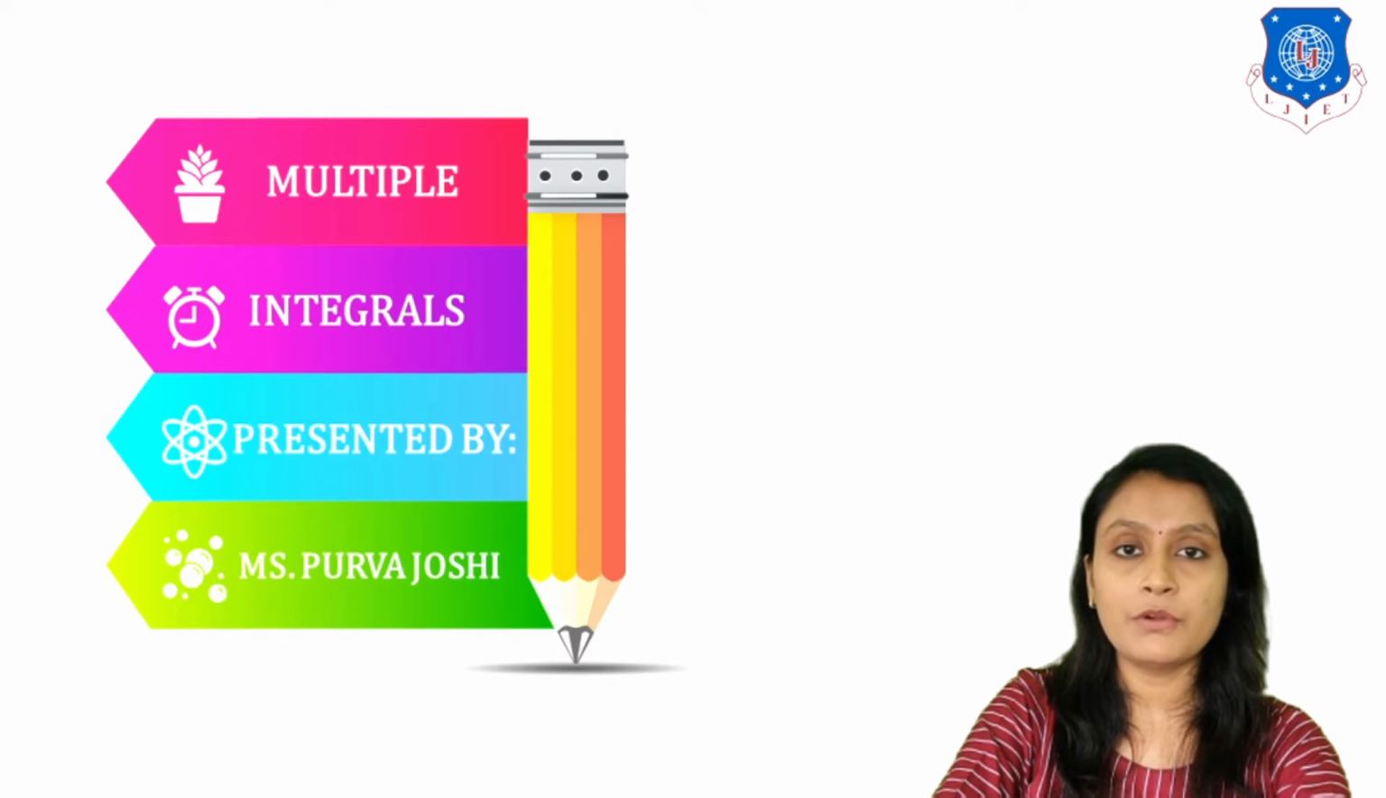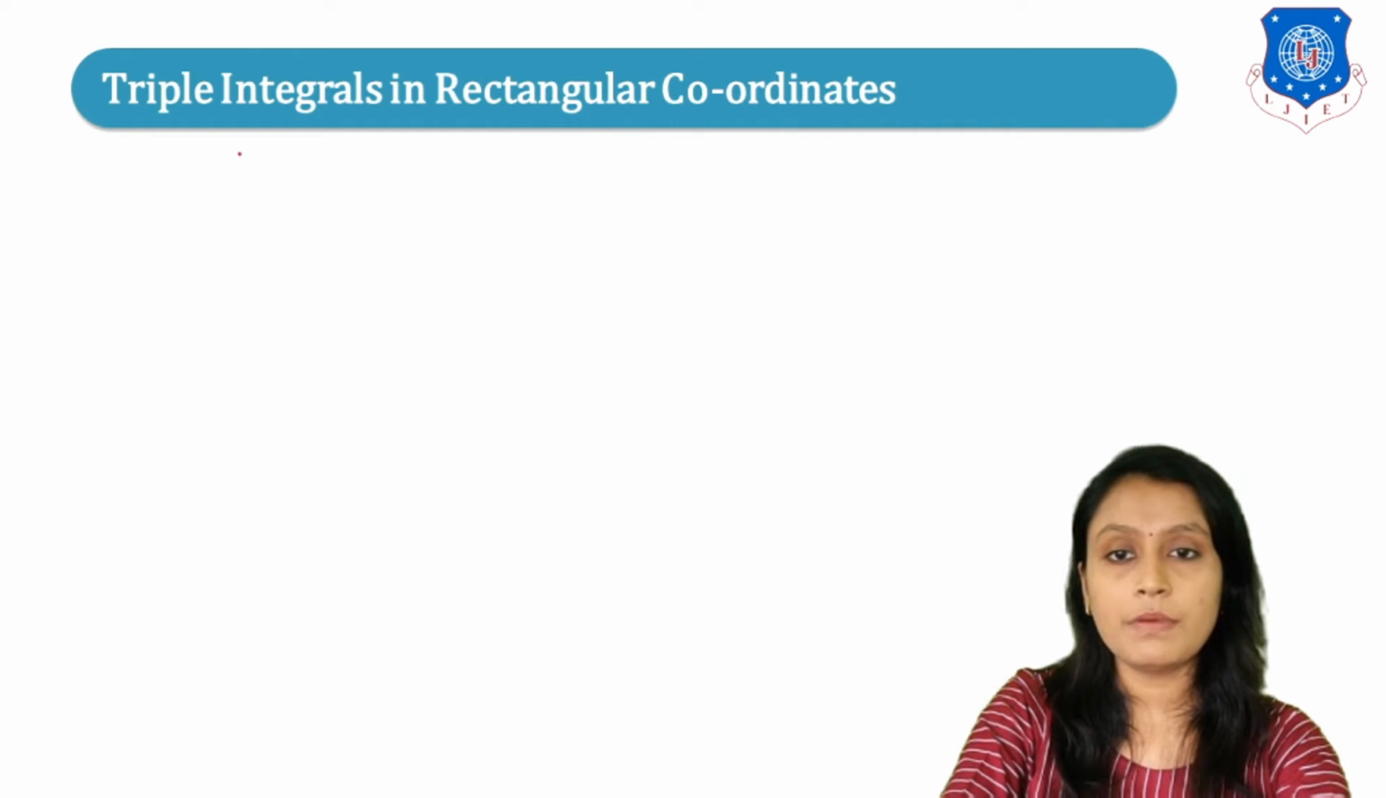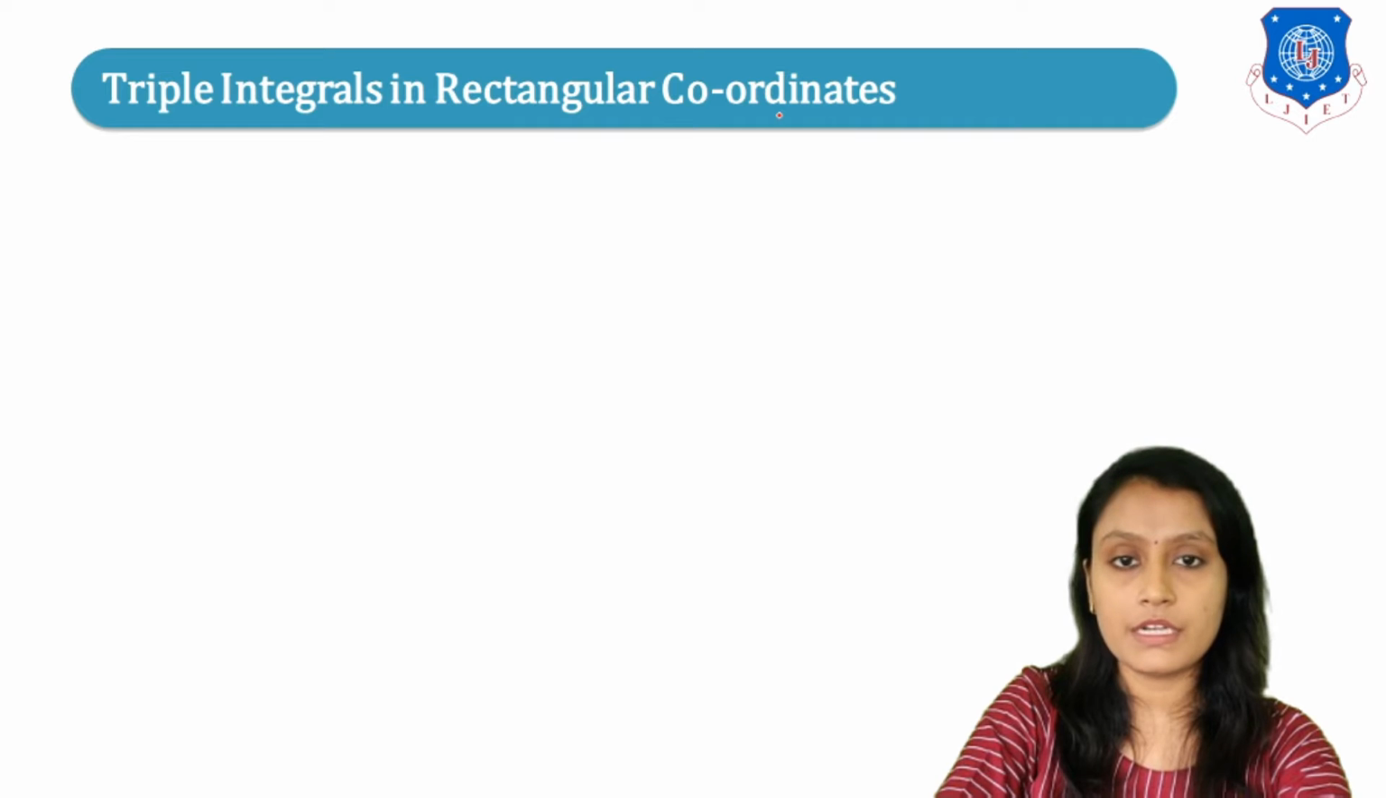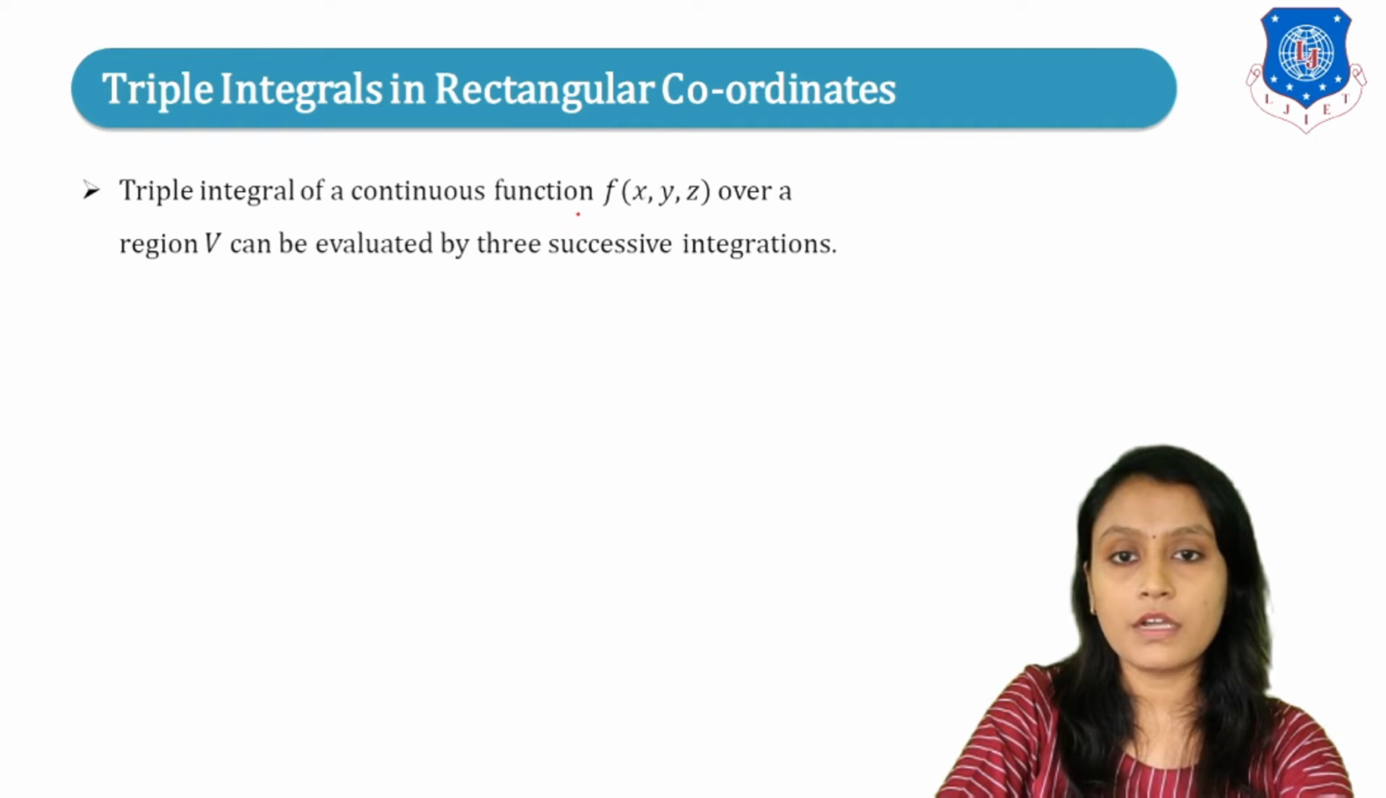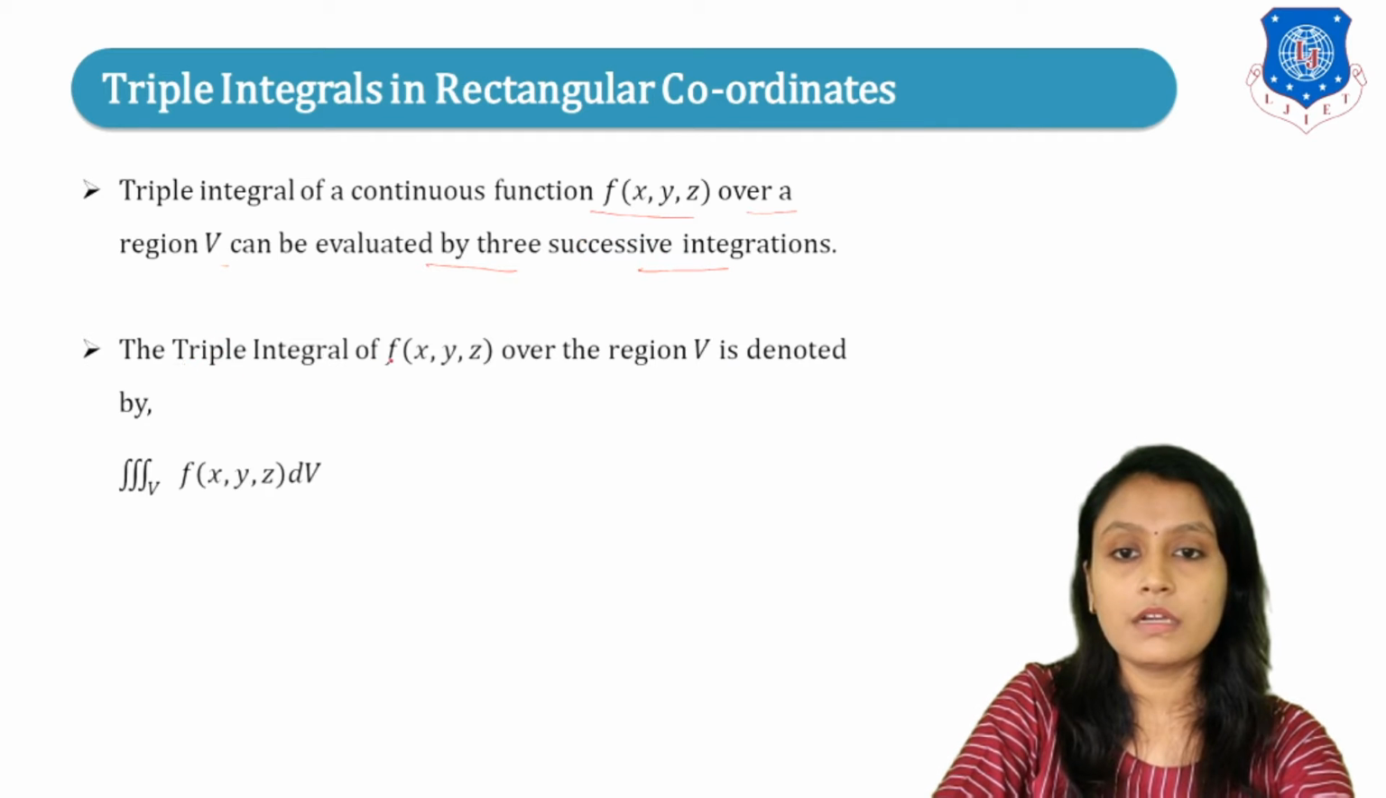Today we are going to study few more topics of multiple integrals. So let's begin with the first topic, that is triple integrals in rectangular coordinates. Triple integral of a continuous function f of x, y, z over a region V can be evaluated by three successive integrations. The triple integration of f of x, y, z over the region V is denoted by triple integration over V f of x, y, z dV. Okay, so this is the notation for the triple integration over region V.